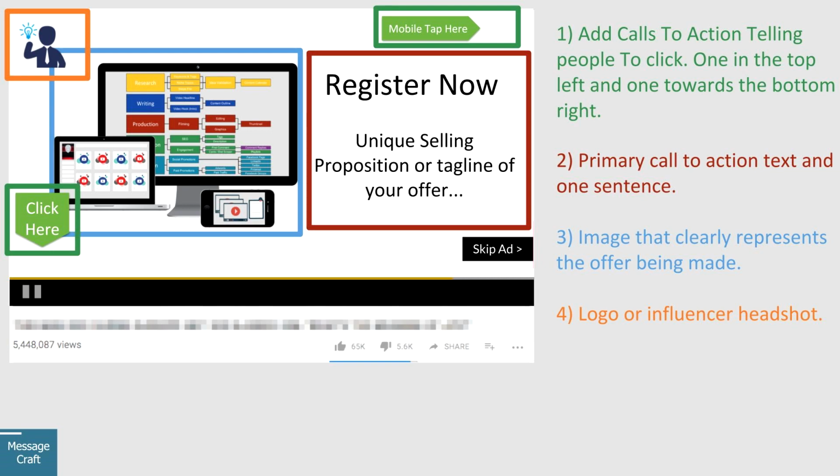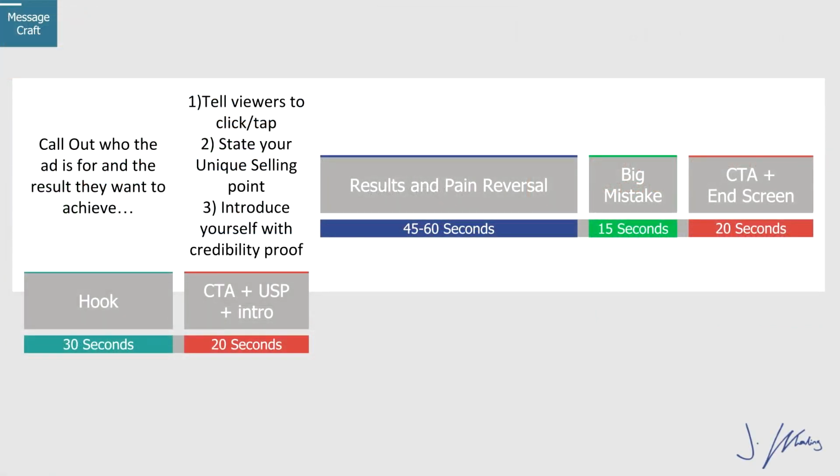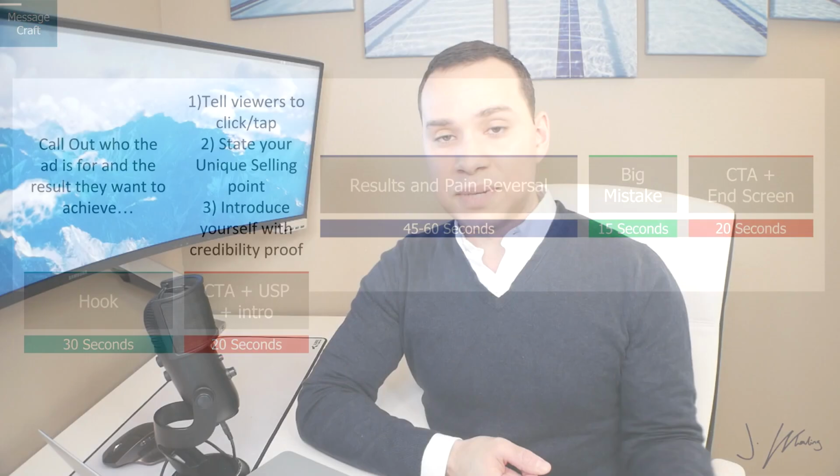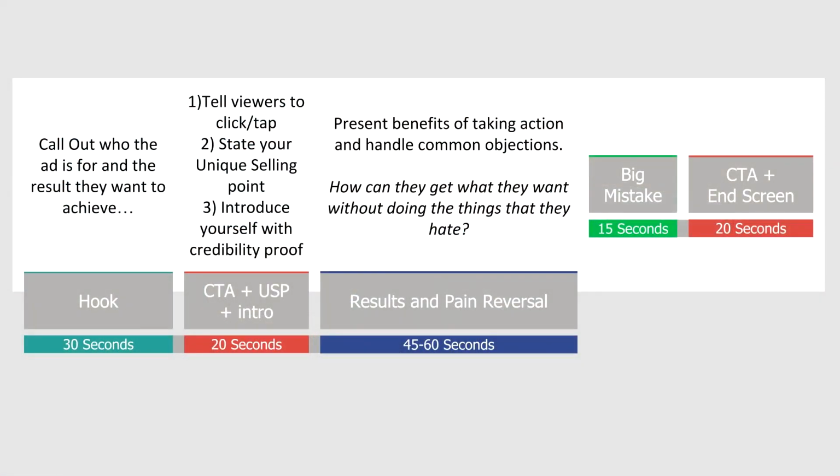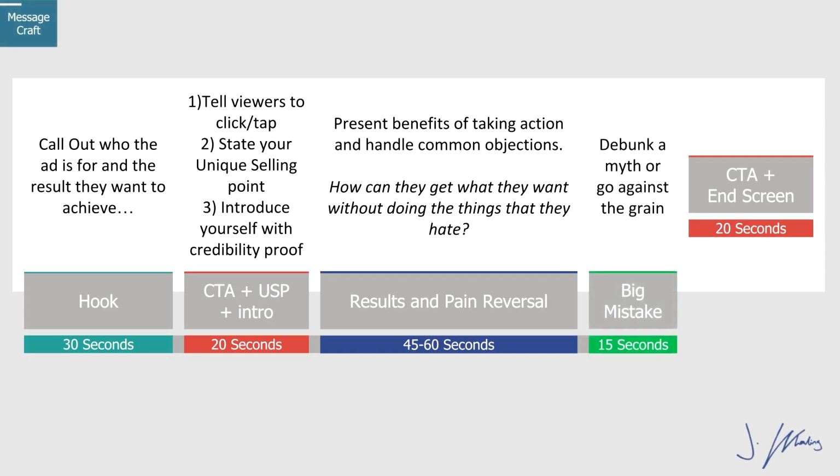Then for the rest of this time, you're going to quickly state what your unique selling proposition is. This is your elevator pitch, and then give yourself some sort of quick introduction. If you have some sort of picture that provides credibility to who you are and what your business can do, go ahead and do that. You don't want this to turn into a bragging session. The bulk of the video is going to be what you can do for them. This is talking about results you can deliver and pains you can take away. How can they get what they want without doing all the stuff they hate? That's pretty much what you do for the next 60 seconds. Then you have 15 seconds to debunk a myth.